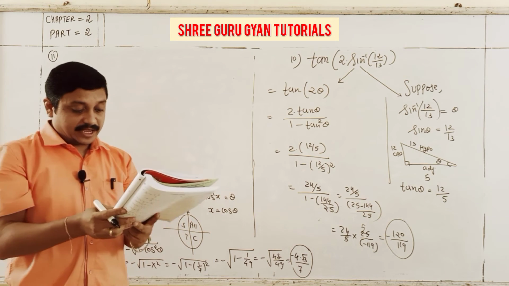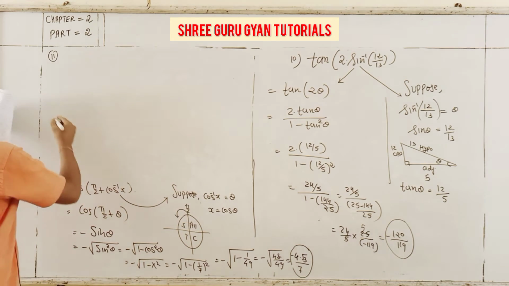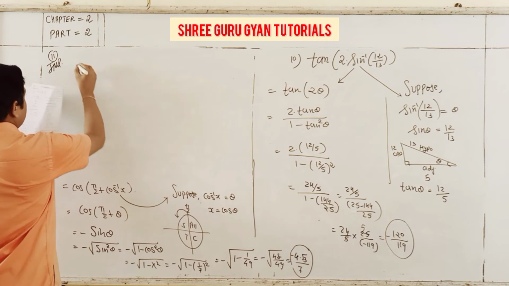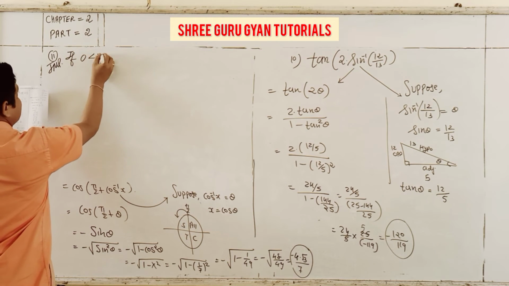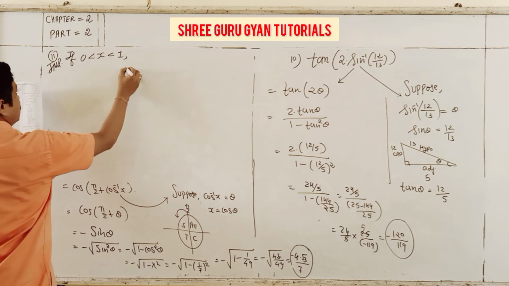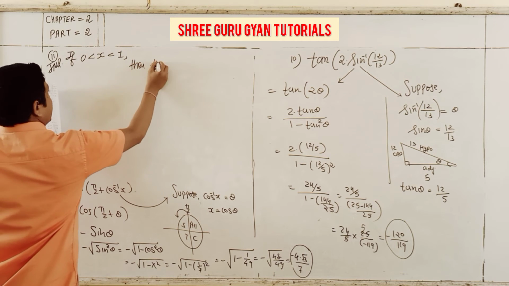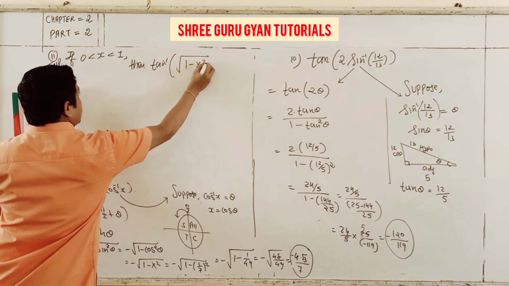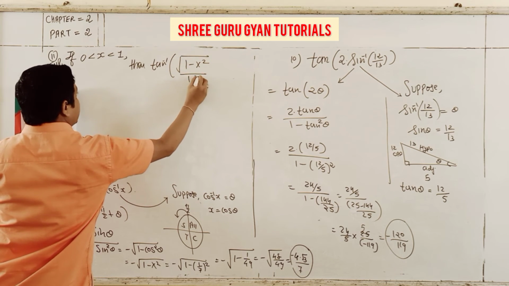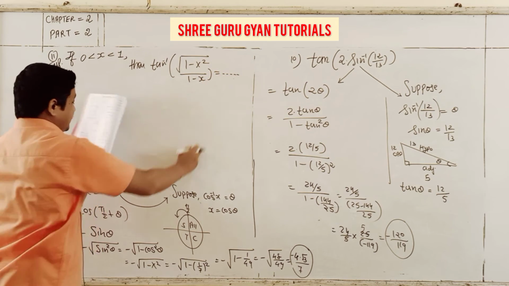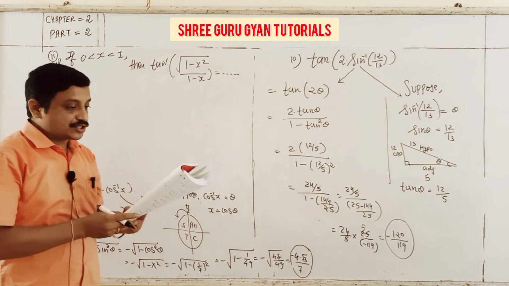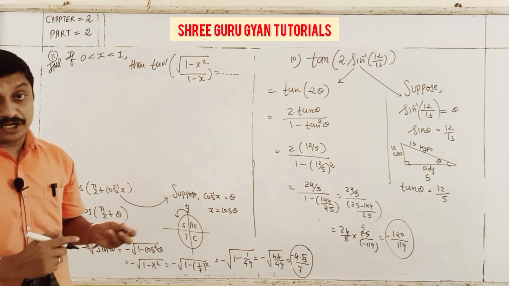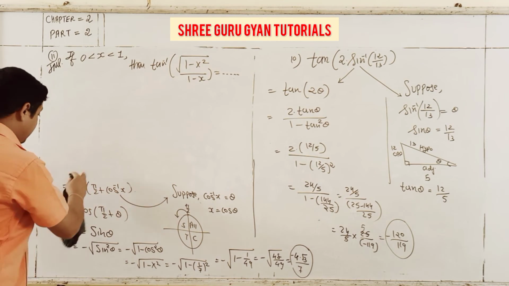Also important and one of the difficult questions. It is a 3 marks question, sir. If 0 is less than x less than 1, then tan inverse under root 1 minus x square upon 1 minus x. Yes, that type of question is given, and I will simplify the solution. These are 3 marks questions, sometimes asking to prove that also.